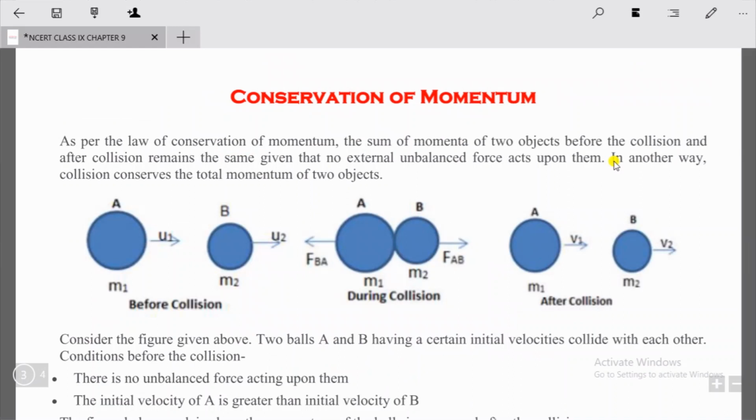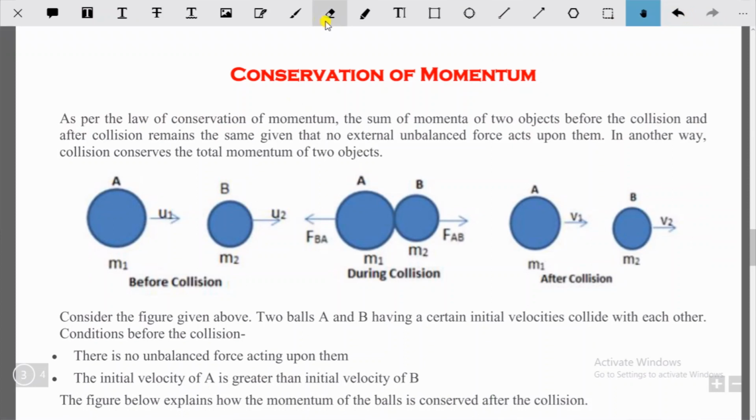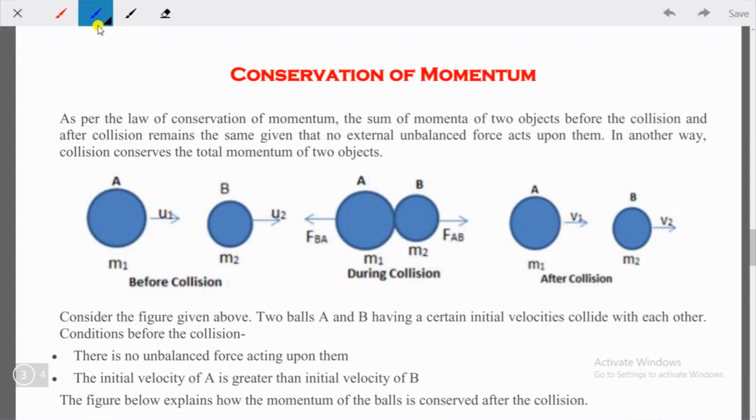Okay students, now we'll be discussing conservation of momentum. This is the second topic of today's lesson. So let's see the statement first. As per the law of conservation of momentum, the sum of momenta of two objects before the collision and after the collision remains the same, given that no external unbalanced force acts upon them.